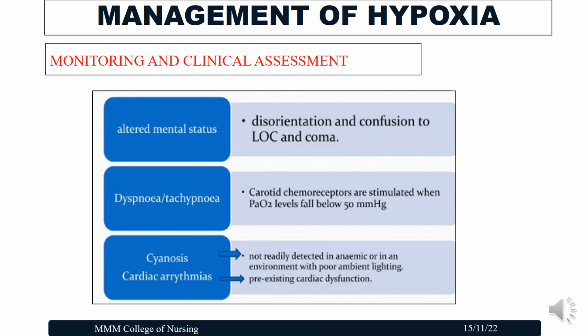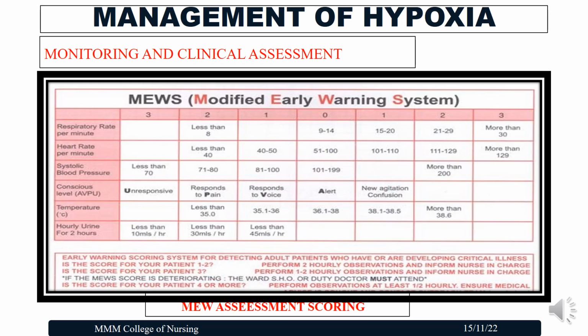Whenever the partial pressure of the oxygen falls below 50 mm of Hg, the patient will manifest with the symptoms of dyspnea. Then cyanosis and cardiac arrhythmias. Cyanosis is not readily detected in anemic patients or in an environment with poor ambient lighting. So cyanosis, as I said, is a late sign of hypoxia because when there is 15% of the blood desaturated, then only cyanosis can be expected. So this is a late sign of hypoxia, and check for any cardiac arrhythmias for the patient.